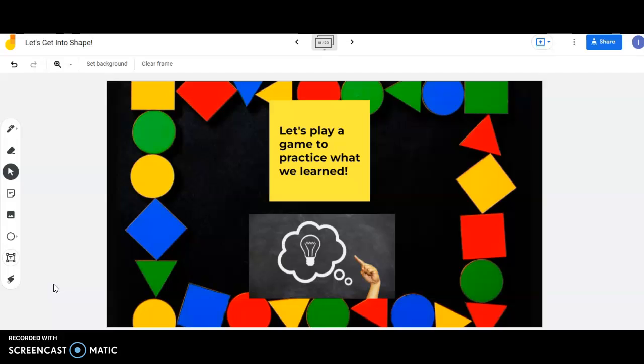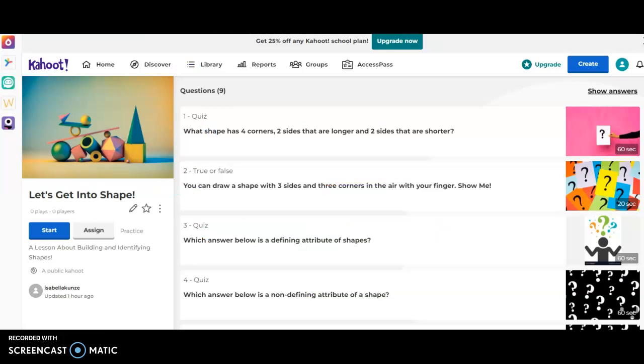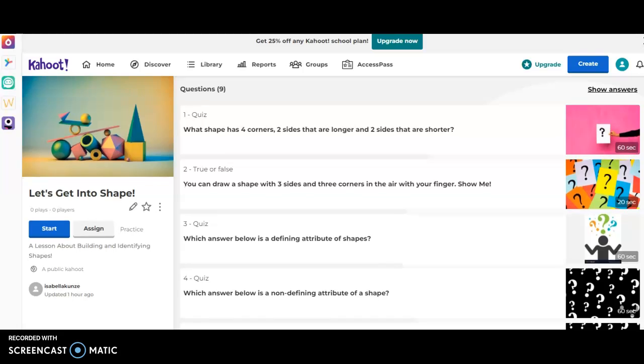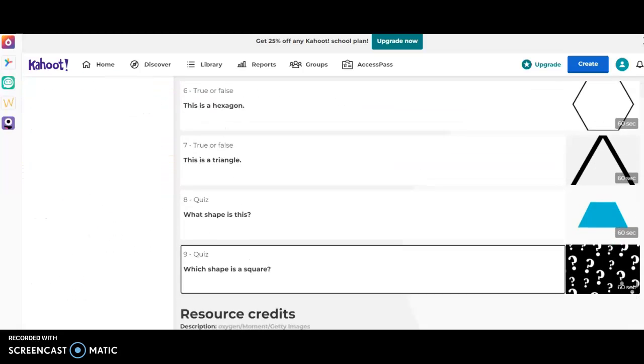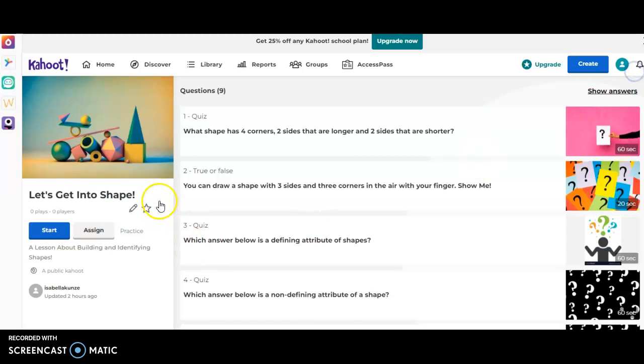During this time of practice, obviously, I would monitor the students and answer any questions they have, guiding them to the correct answer so that they're ready to move on for the part where we assess what they learn. And we would do this through our lovely Kahoot. And this Kahoot just really addresses what was stated in the lesson objectives. For example, so we've got these questions right here. And for example, number 2 really addresses the building of the shapes. You can draw a shape with 3 sides and 3 corners in the air with your finger, and students have to build that shape in the air.